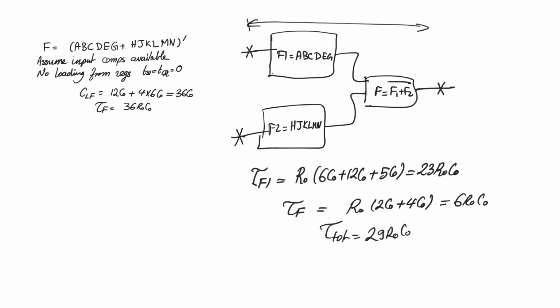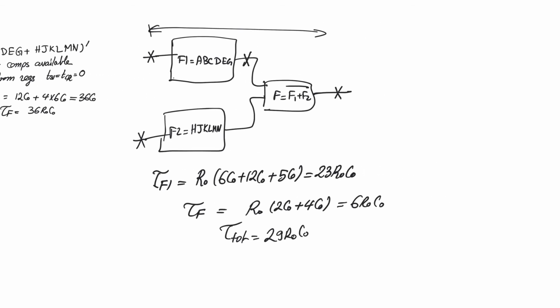So what we can do is insert internal pipelining registers between each of these two blocks to cut the critical path. So what is the new critical path? We have to calculate the time constants.